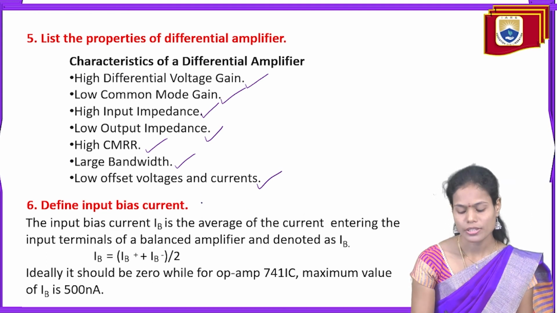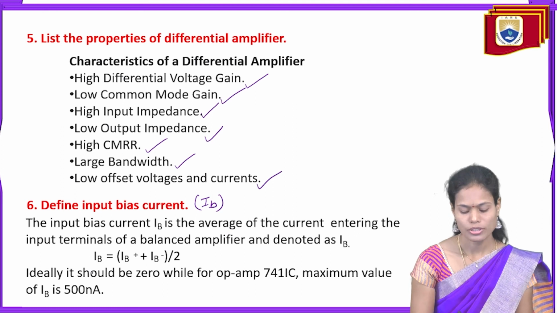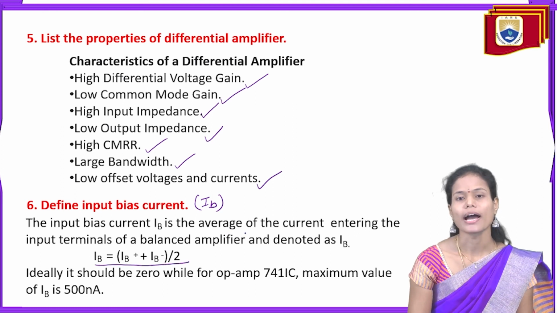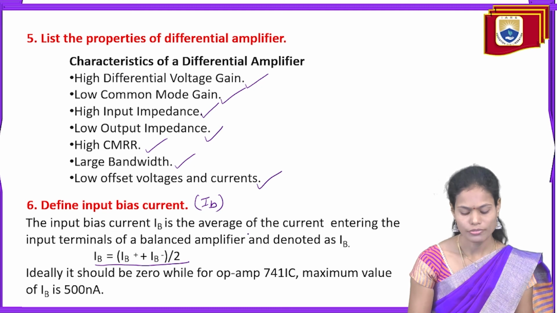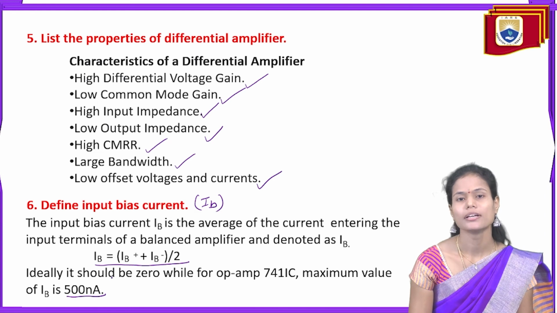And next, define input bias current. The input bias current we generally represent with IB. That is the average of the currents flowing into the inverting terminal as well as the non-inverting terminal of the operational amplifier. So we indicate it as (IB plus plus IB minus) by 2 here. The value of this is 500 nanoamperes for the practical case. In the ideal case, this value is low.